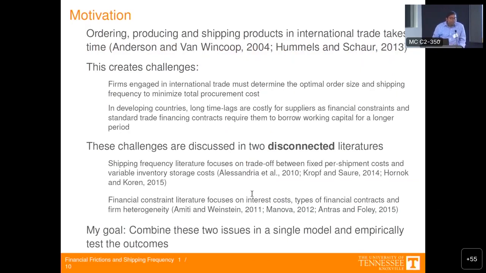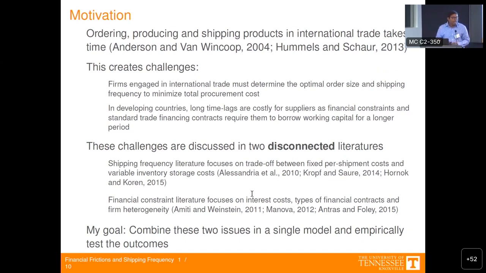The recent literature shows that time is a big trade barrier, because tariffs and other barriers have been coming down across the years, and time has become a big trade barrier now. In international trade, ordering, producing, and shipping products takes significant time, especially for developing countries. And this creates two challenges. Firms engaged in trade have to procure their amount for cost minimization by choosing an optimal order size and shipping frequency. But producers in developing countries, because of this time lag, also have to acquire working capital, which is costly.